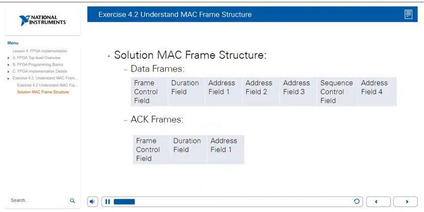This is the solution to the MAC frame structure. In terms of the data frame, there's a frame control field, duration field, address field 1, 2, and 3, a sequence control field, and then an address field 4. Instead, however, the ACK frame has just a frame control field, a duration field, and only address field 1.